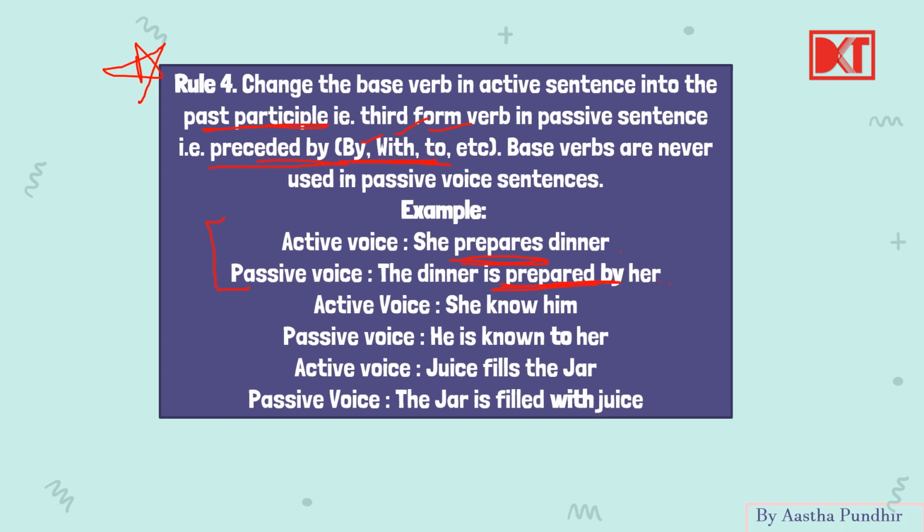Okay. Next example. Here it says she know him. Oh, I'm sorry. It should be she knows him. Passive voice में change हो जाएगा. He is known to her. यहाँ पे क्या आ गया? To आ गया, और जो verb है वो past participle हो गया, knows का known. All right. Similarly, active, juice fills the jar. So इसका passive voice में the jar is filled with juice. Juice से jar भर गया, so the jar is filled with juice.